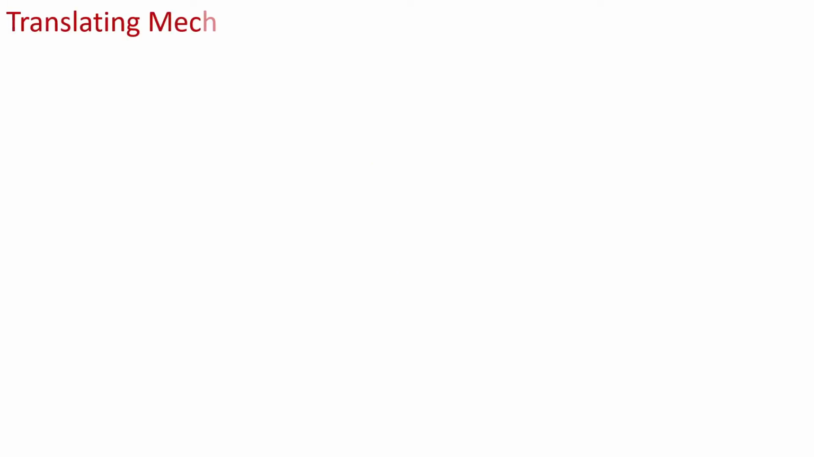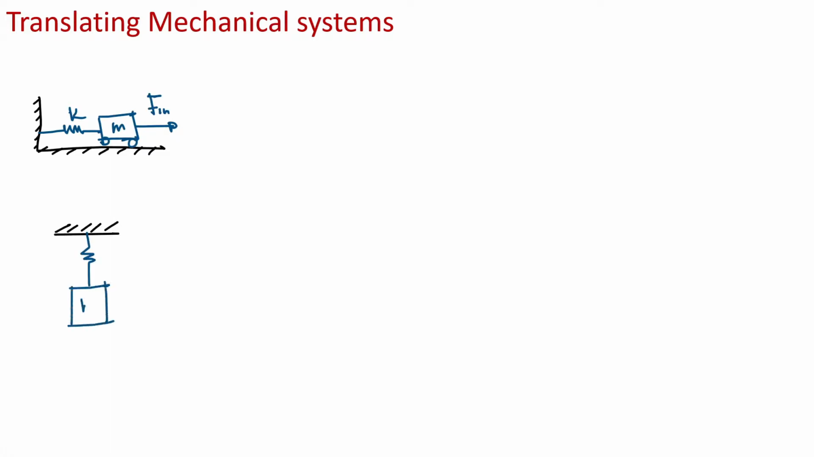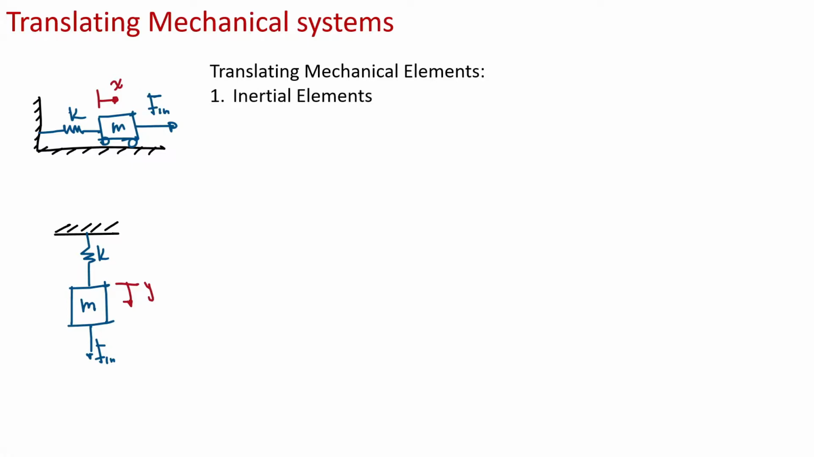So let's start with translating mechanical systems. That is systems that move back and forth in a straight line. There are three fundamental physical elements in this type of systems. Inertial elements, which in this case are going to be the masses.